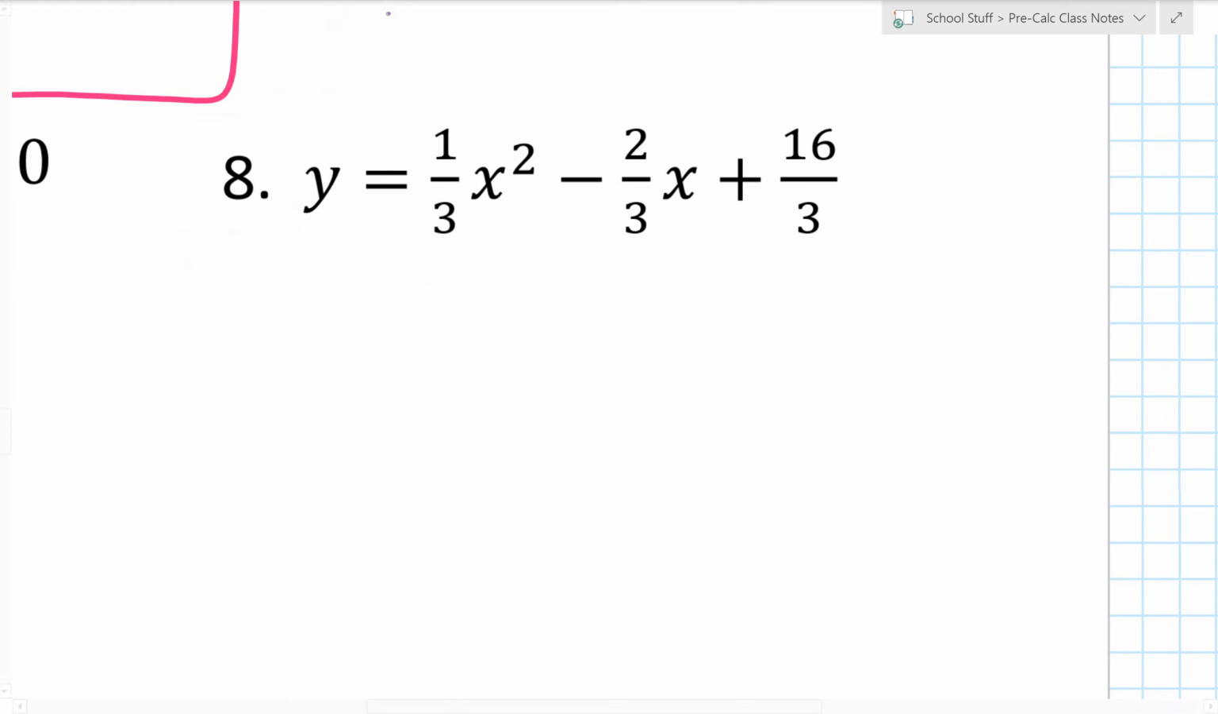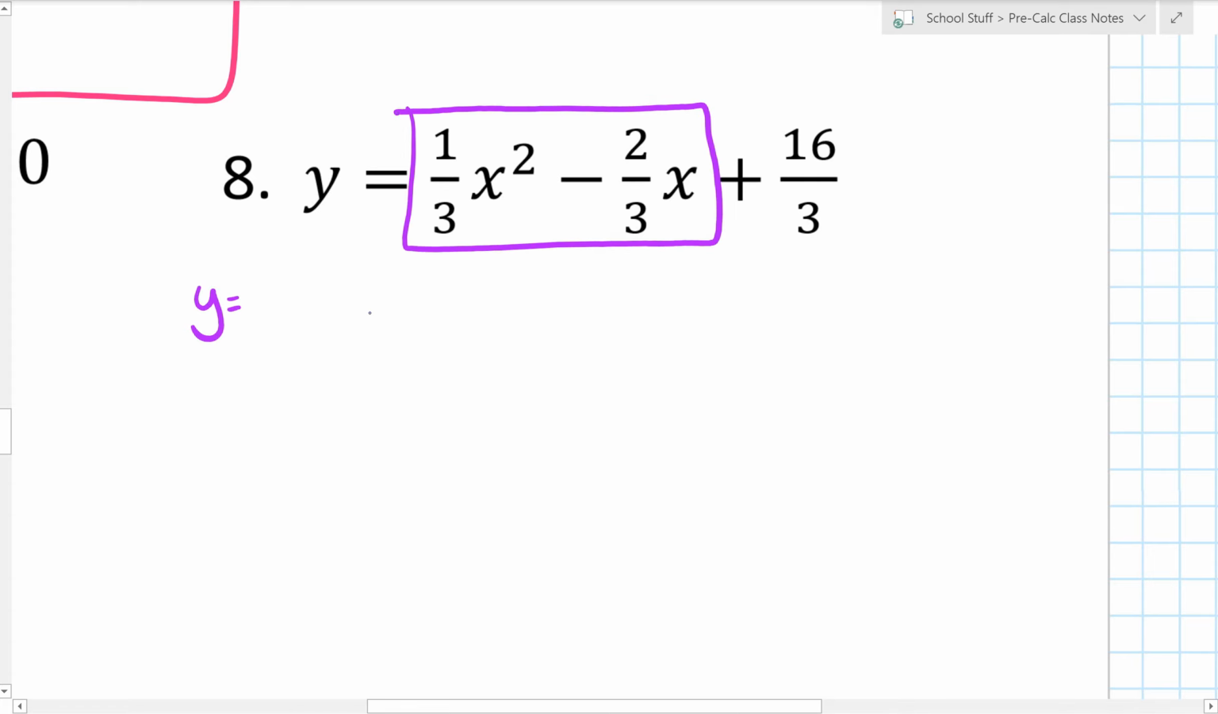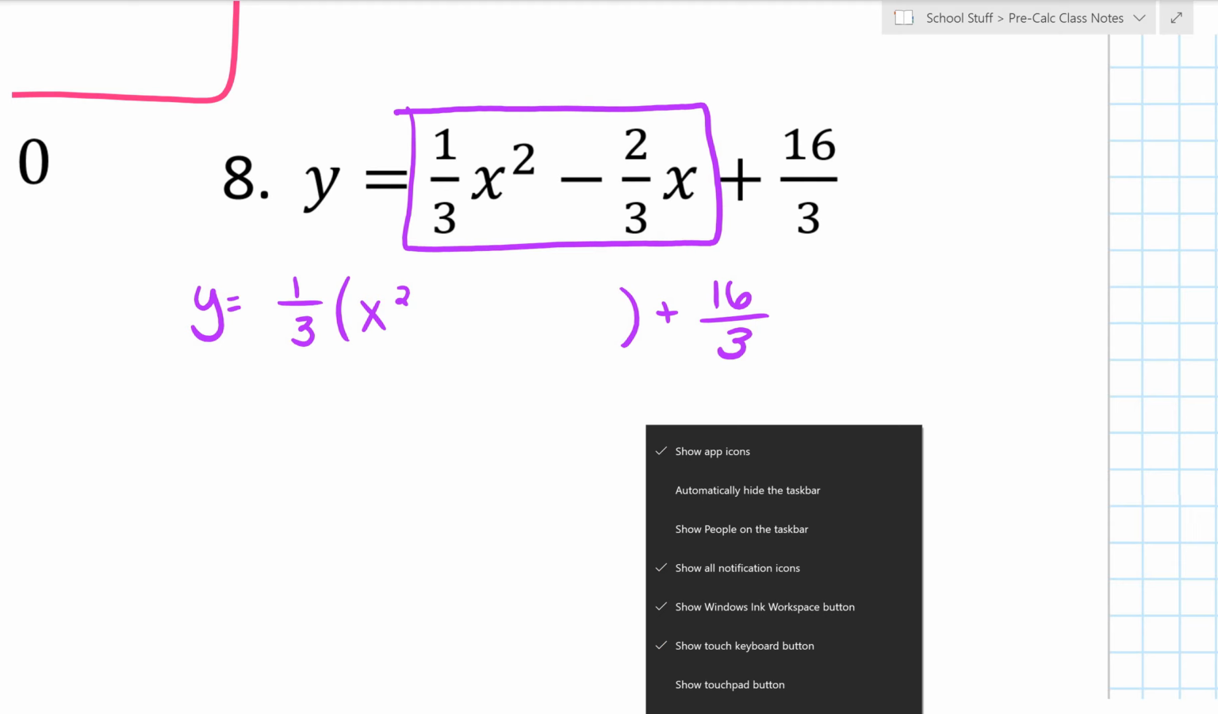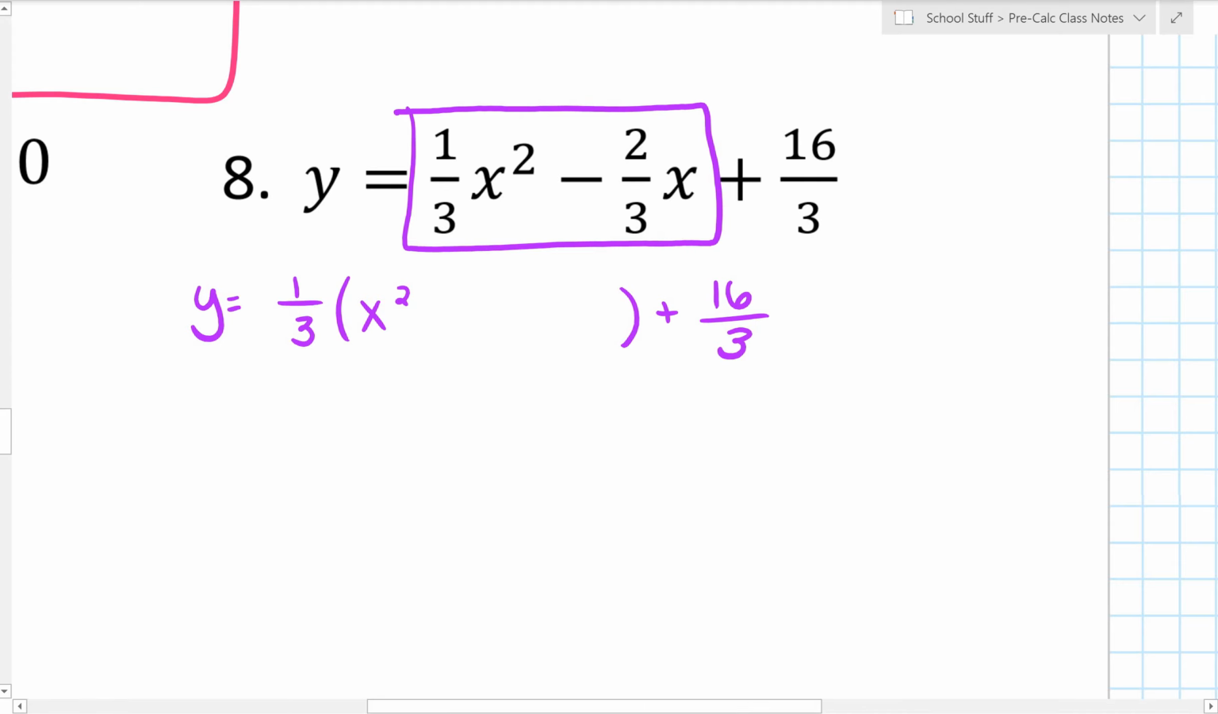I'm going to take all of the same steps. I am going to only deal with these first two terms. It just so happens here, the number out in front that I need to pull out is 1/3. I'm not doing anything to that 16 over 3. To factor out 1/3 is the same thing as to times by the reciprocal. So if I were to do negative 2/3 times the reciprocal, I just get negative 2. So that's the number that goes here.